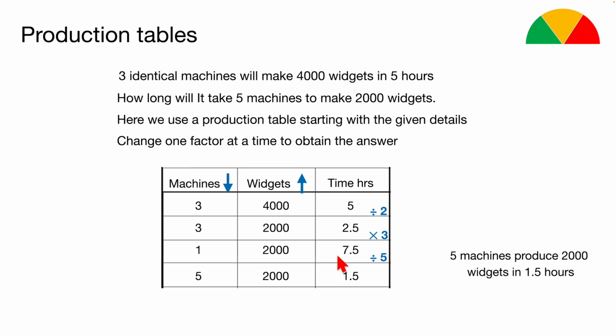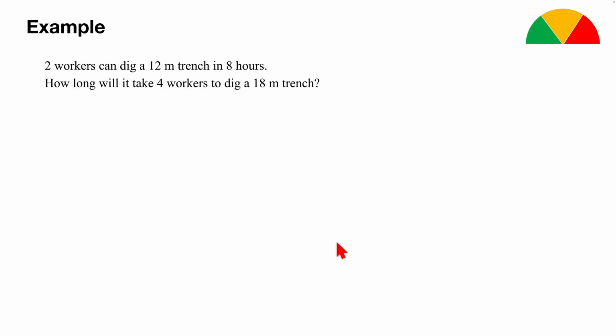Most of the questions you're going to face are quite easy and you can work in hours. But if it becomes difficult, for example, if fractions are involved, it might be an idea to go to minutes. So you work out the number of minutes and you come down in the same way. 90 minutes, which is 1.5 hours. Thank goodness for that. Right, let's have a look at another example.